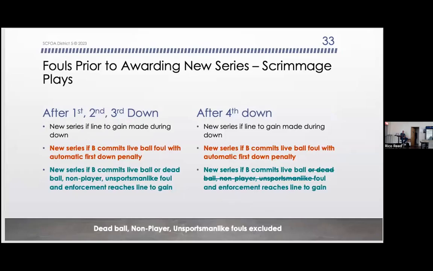Fouls prior to awarding a new series. After first, second, and third down, a new series is awarded if the line to gain is made during the down. A new series is awarded if B commits a live ball foul with an automatic first down penalty. So what are the 3 automatic first downs? Roughing.